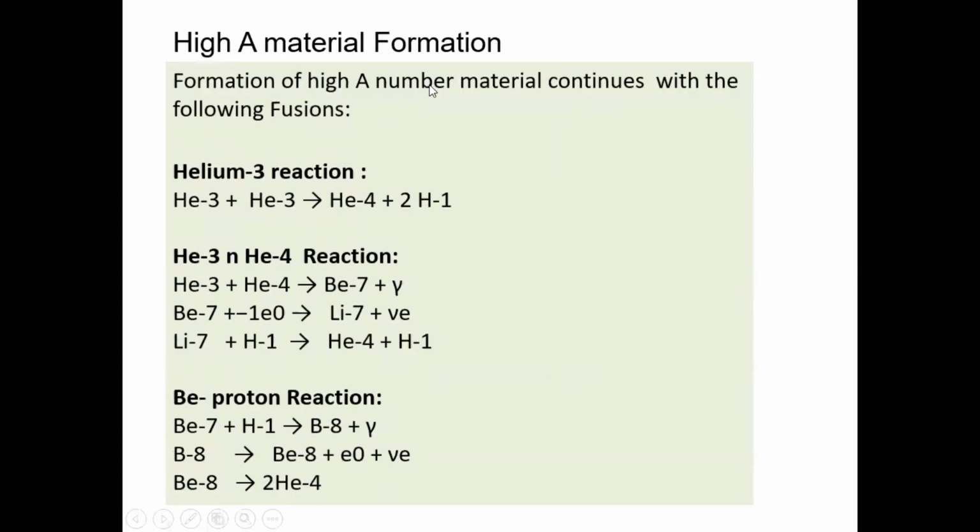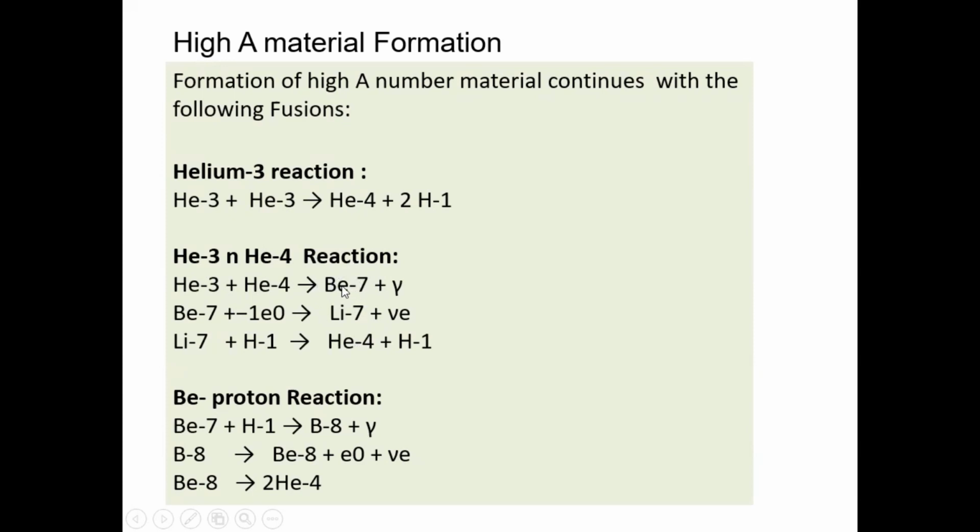So formation of high A number materials continues to happen in stars and in the sun because of the fusion reactions. The helium-3 reaction is where helium-3 and helium-3 combine to produce helium-4 and two hydrogen nuclei, that is, protons. Then helium-3 and helium-4 combine to produce beryllium-7, lithium-7, and helium-4. The heavier elements are produced.